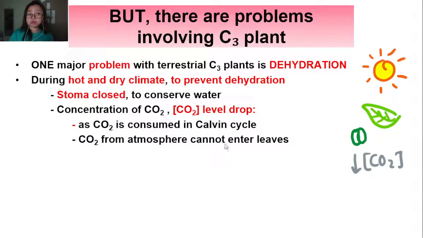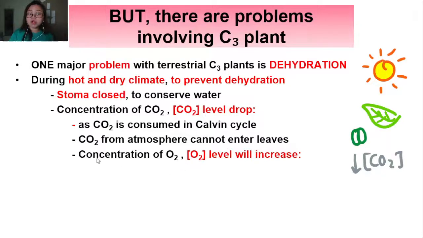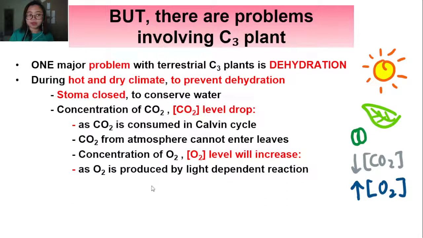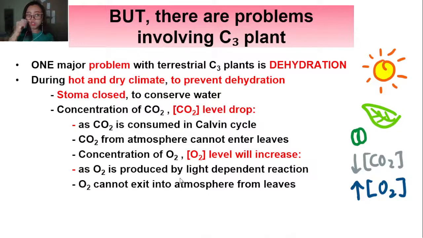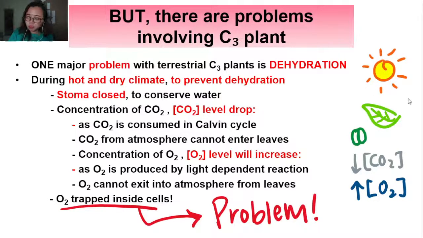Carbon dioxide from atmosphere cannot enter the leaves, and so at the same time, because you are also doing the photosynthesis, the concentration of oxygen will increase. Sekarang banyak oxygen dalam daun kita because oxygen is produced by the light-dependent reaction. And oxygen cannot exit into the atmosphere from the leaves because the leaves have closed the stoma. So now we have the oxygen trapped inside the leaf cells, which becomes a problem.